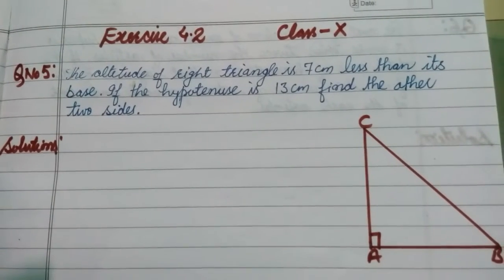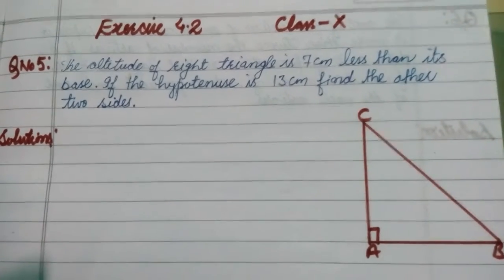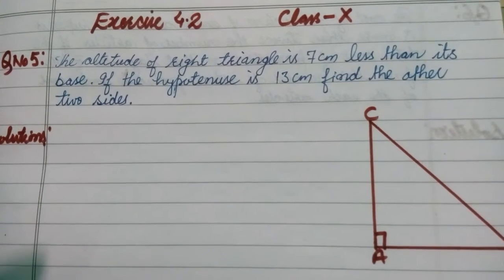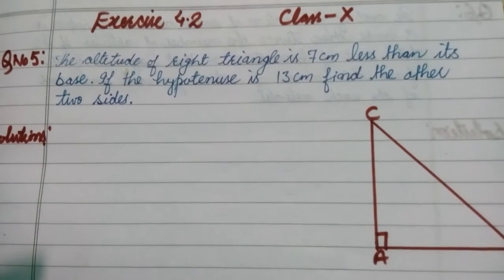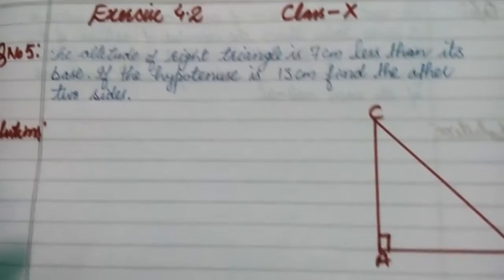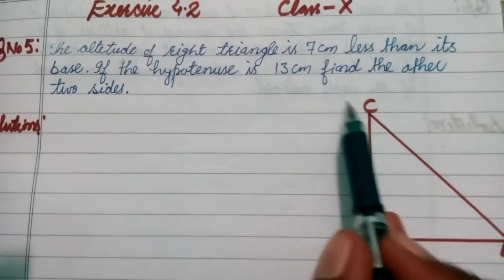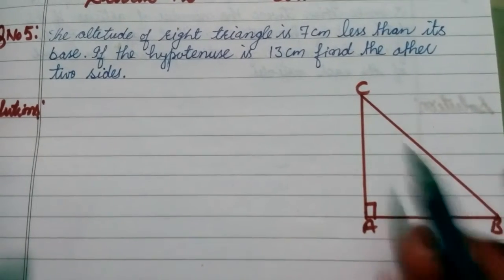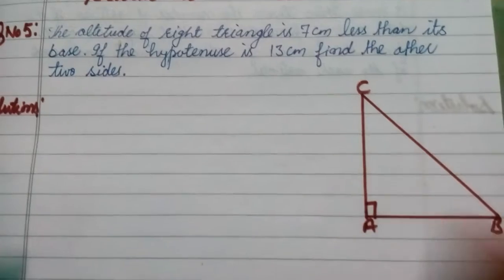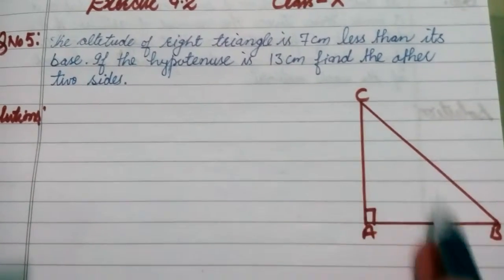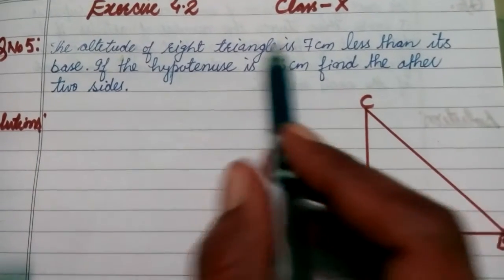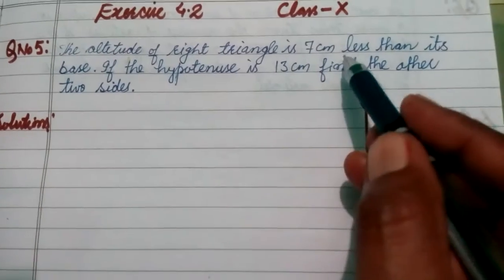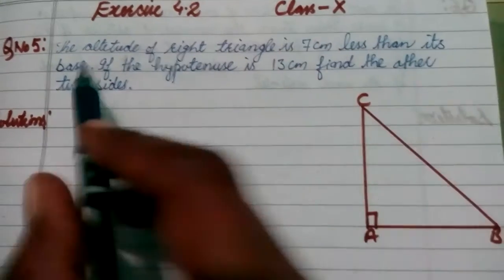चलिए बच्चों, अब करते हैं क्वेश्चन नंबर 5 एक्सरसाइज 4.2। इसमें बोला हुआ है the altitude of a right triangle is 7 centimeter less than its base. Okay, firstly it is given that it is a right triangle. Okay, this is the right angle triangle. Let ABC be a right angle triangle, and in this right angle triangle what is given, that altitude, that means this AC is 7 centimeter less than its base.